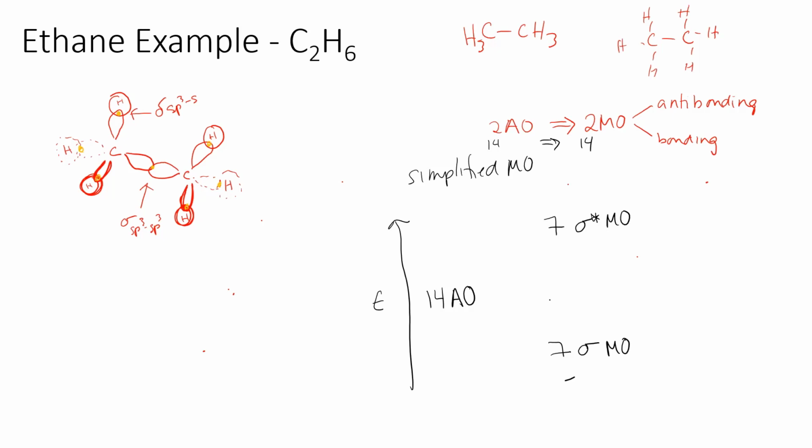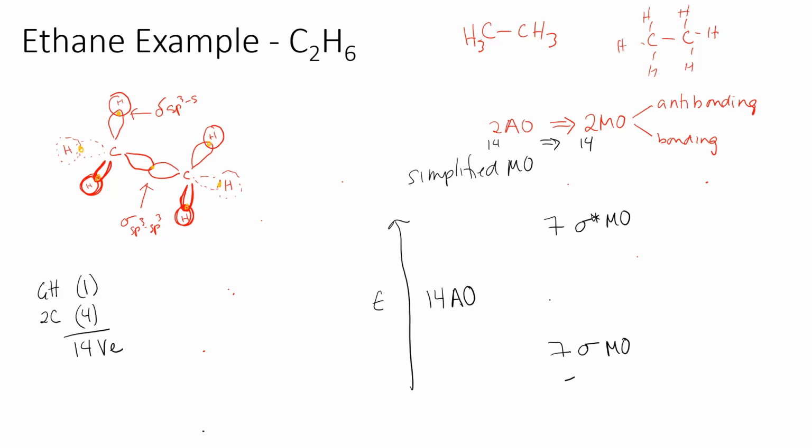So now I want to be able to fill this in with electrons. And if we do our electron count, we have a total of 6 hydrogens at 1 electron apiece. I have 2 carbon atoms at 4 electrons apiece, which means I should get to a total of 14 total valence electrons. So I want to be able to decide where's my HOMO and where's my LUMO.